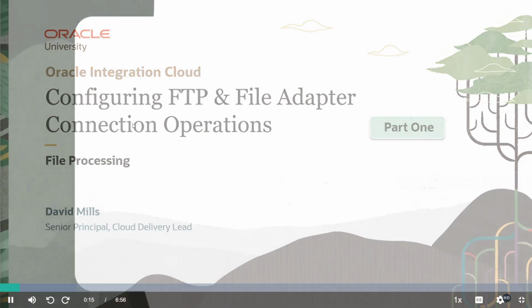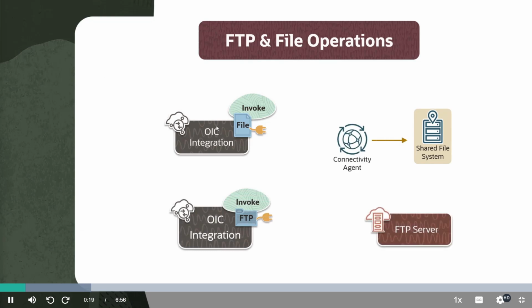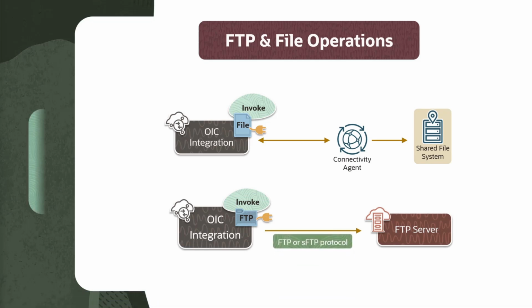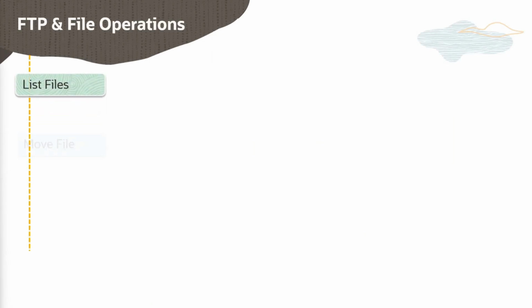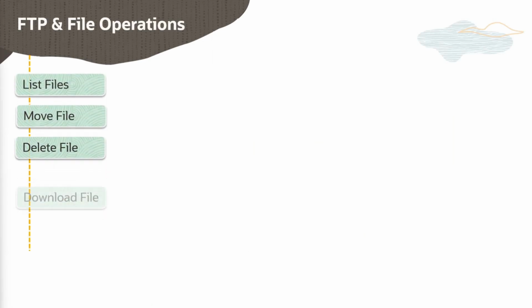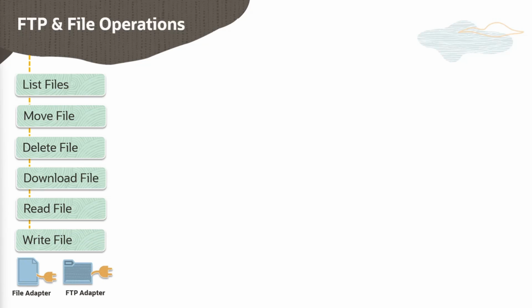Let's get started. So as a reminder, architecturally, the primary difference between these two adapters is that the file adapter requires a connectivity agent to serve as a client to the shared file system, where the FTP adapter typically connects directly using either the FTP or secure FTP protocol. The 6 operations for both adapters are mostly the same. However, as we take a deeper dive, we'll see that the FTP adapter provides some additional options when compared to the file adapter.